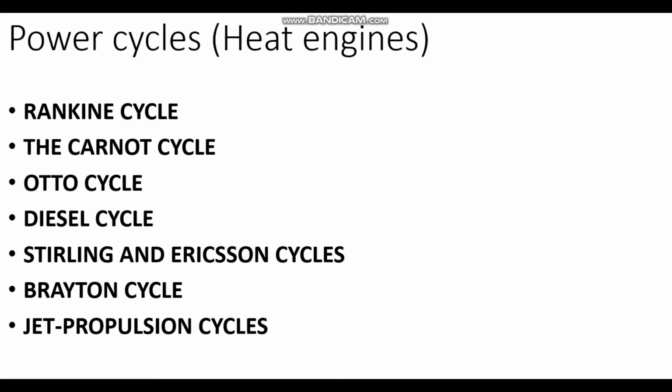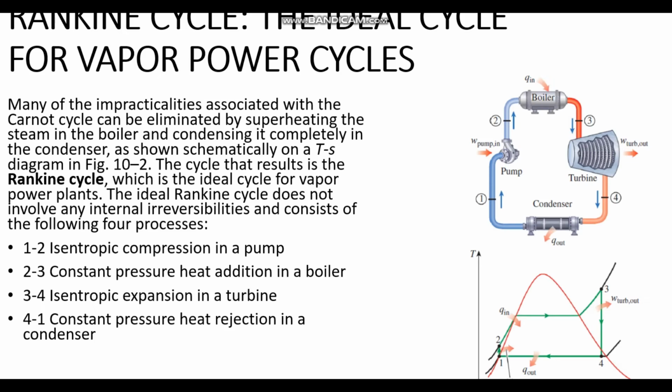And jet propulsion cycles. Jet propulsion cycles are widely used in airplane construction, and most widely in the jet fighters. We will consider them very closely in the following lectures. So today we're gonna see the three cycles: Rankine, Carnot, and Otto cycle.